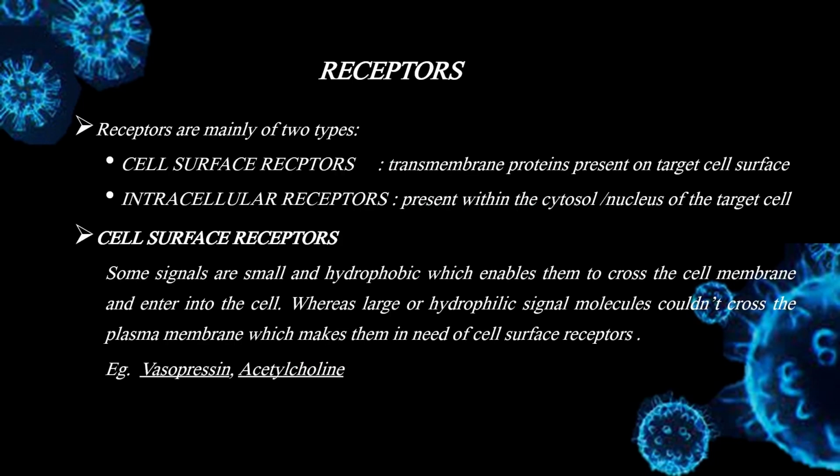So as we said, in the case of signals that are small and hydrophobic, they are able to cross the cell membrane. But in some cases, there are large and hydrophilic signal molecules that couldn't cross the plasma membrane. So they are in need of cell surface receptors. For example, vasopressin and acetylcholine receptors.